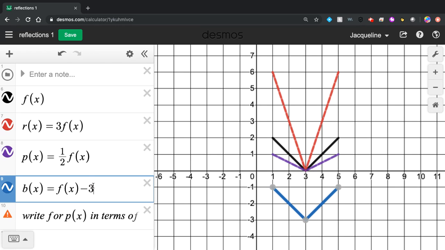Okay, so notice the difference between these two equations. Here I shifted down 3, I have to subtract. Here I multiplied by 3, and that created this stretched out graph. Hopefully that helps to clear this up.